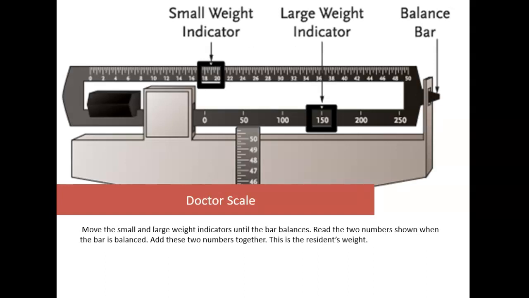I did a little mini lesson on this, but you move the small and large weight indicators until the bar balances. So the balance bar should be right in the center when they're at the correct weight. The bottom numbers are in 50 increments. This is just pounds on this one. And the top is 0 through 50 that you would add to. So this person on here would weigh 150 plus 19, they would weigh 169.